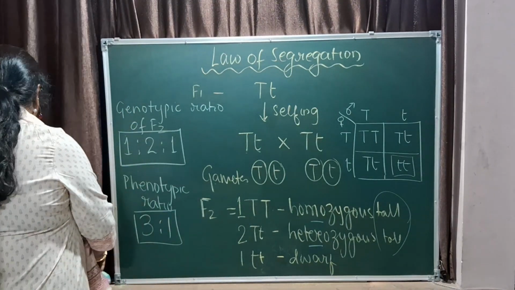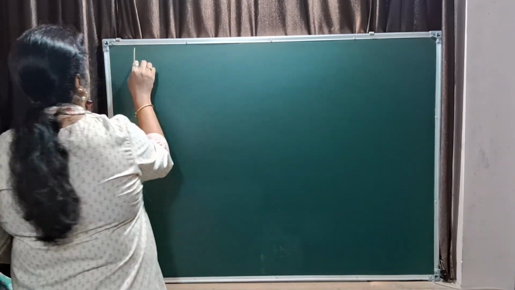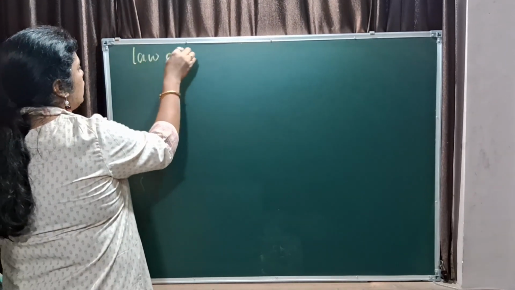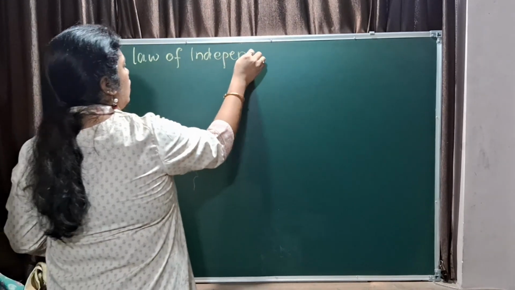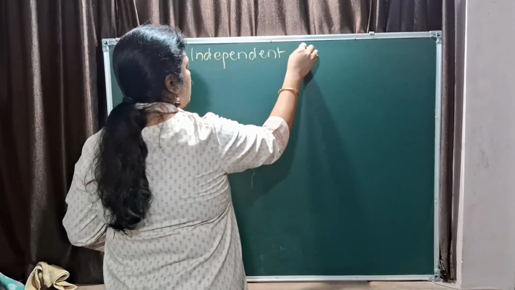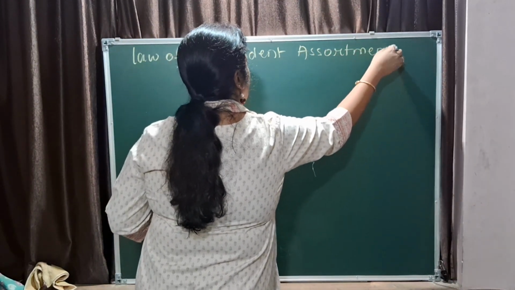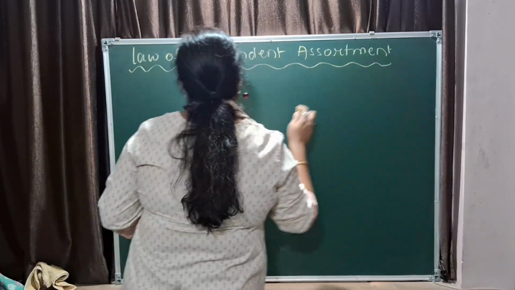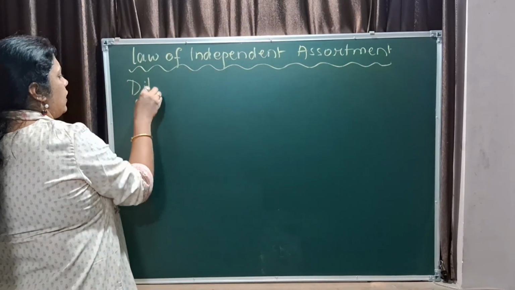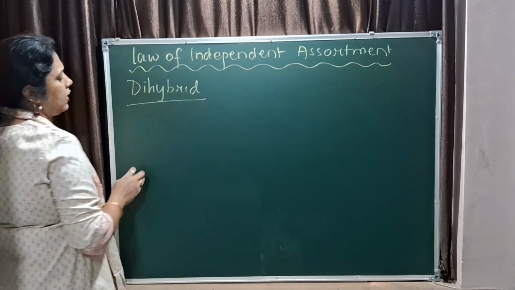Next one is the law of independent assortment. For the law of independent assortment, you need to know about the dihybrid cross. So what is a dihybrid cross? Two characters are taken into consideration. Dihybrid cross.